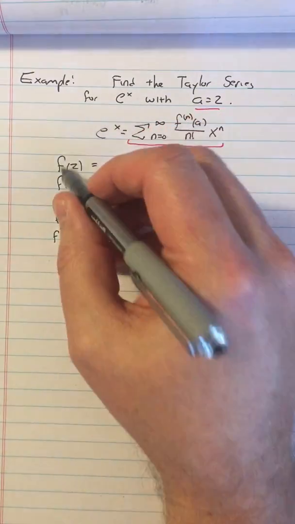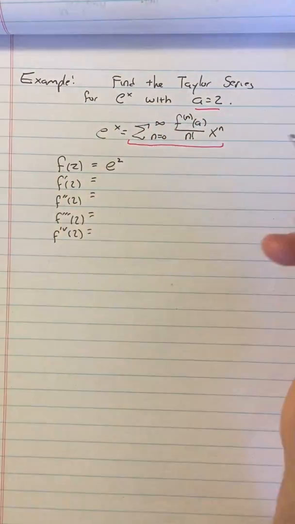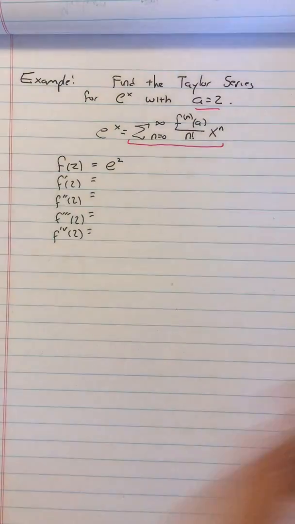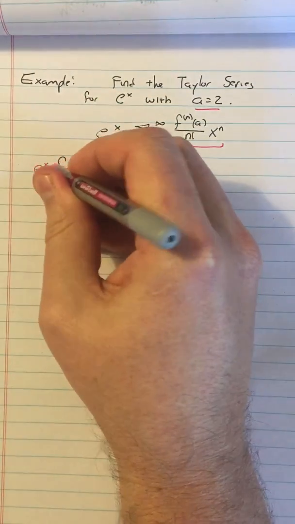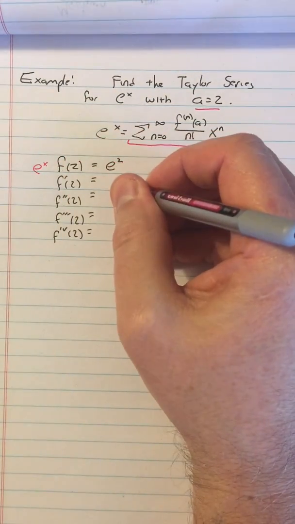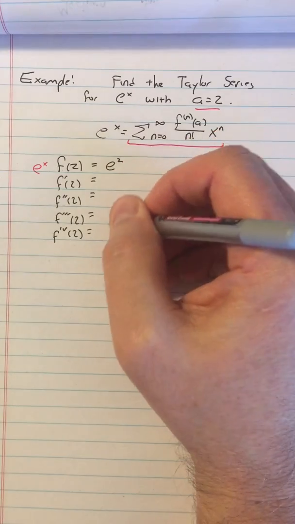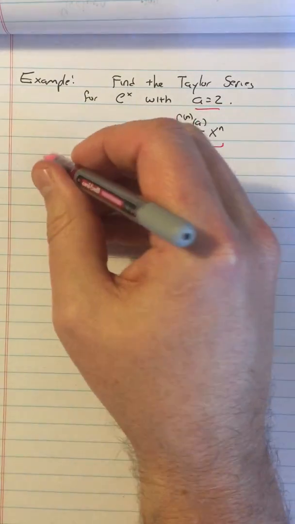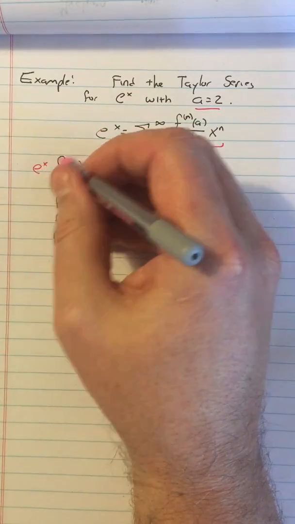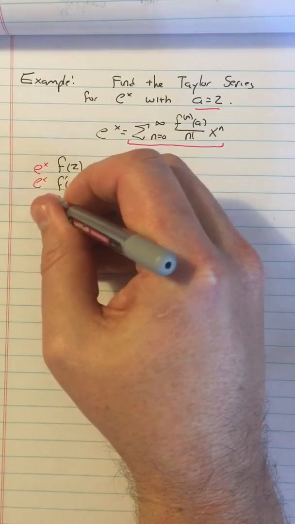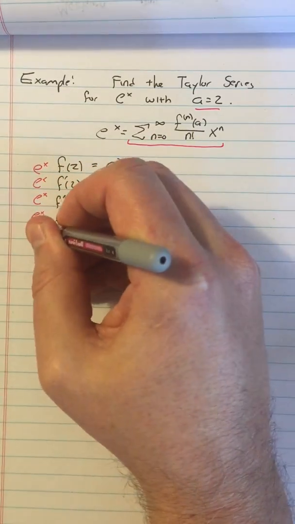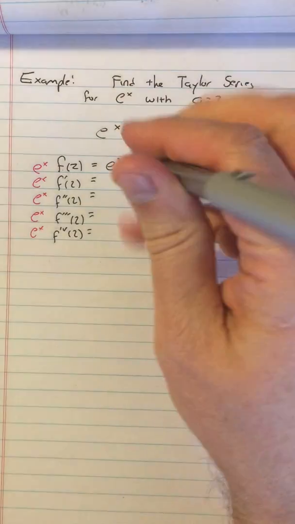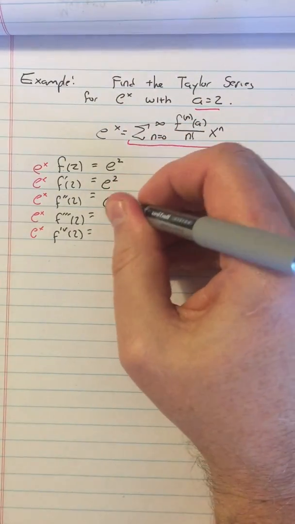Well, I have e to the x, so f of 2 is e squared. And remember, over here, this is the function. I'm doing the derivative of e to the x. I'm not doing the derivative of e squared, because that would be 0, and then they'd all be 0. I'm doing the derivative of the function. So f of x is e to the x, f prime is e to the x, f double prime is e to the x. All the derivatives are e to the x. That means that all the f whatevers of 2 are e squared.